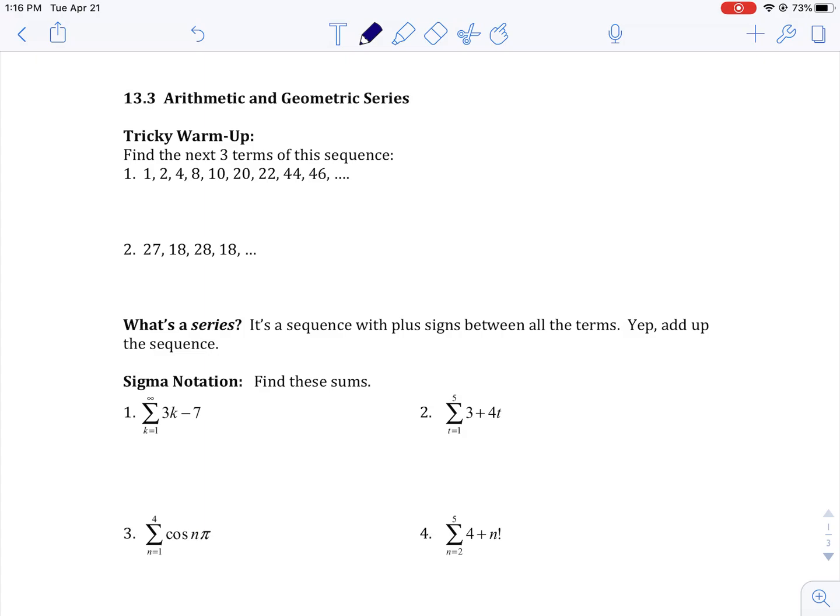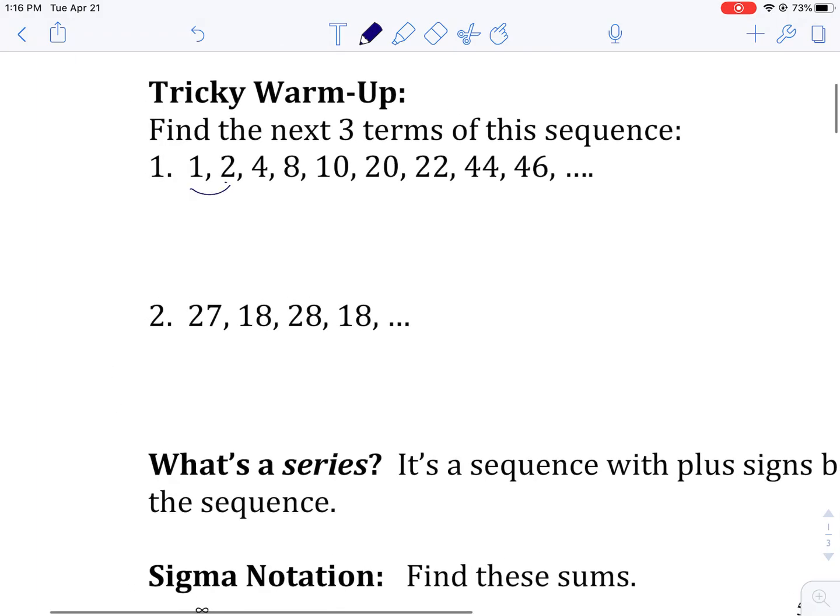So the warm-up, of course, the last topic was sequences. And so we're going to continue. If you look at the warm-up, take a minute, think about it, hit the pause button on the video. But the sequence here is that we multiply by 2 and then add 2. This is a multiply by 2, and then from 2 to 4, we add 2. And then we multiply by 2, add 2. Double it, add 2, double it, add 2. And if you continue on, the next three terms are going to be 92, 94, and 188.